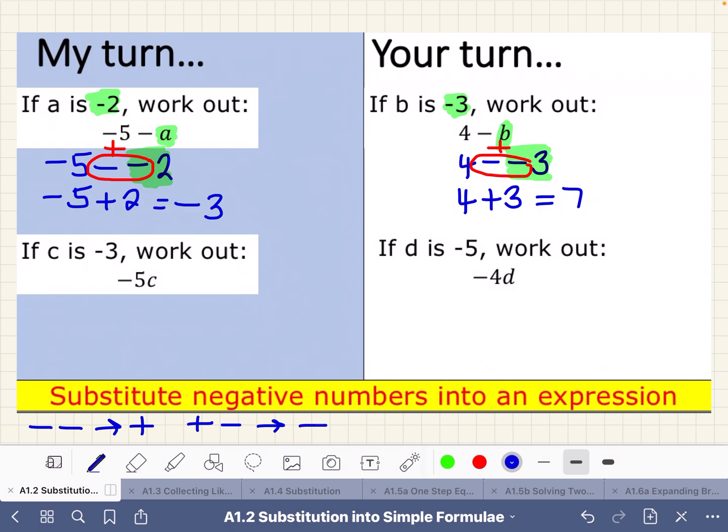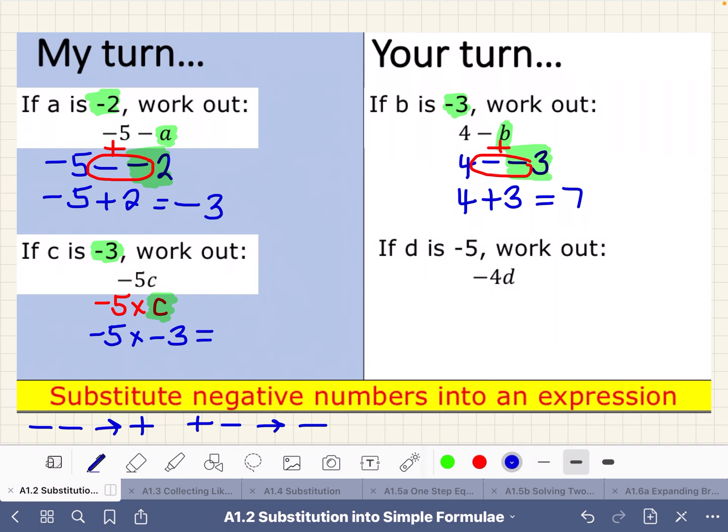My turn. If C is minus 3, work out minus 5C. Firstly, we need to know that we have minus 5 multiplied by C. Remember, the multiplication sign is there, it's just not seen. We are substituting minus 3 for the value of C. We now have minus 5 multiplied by minus 3.